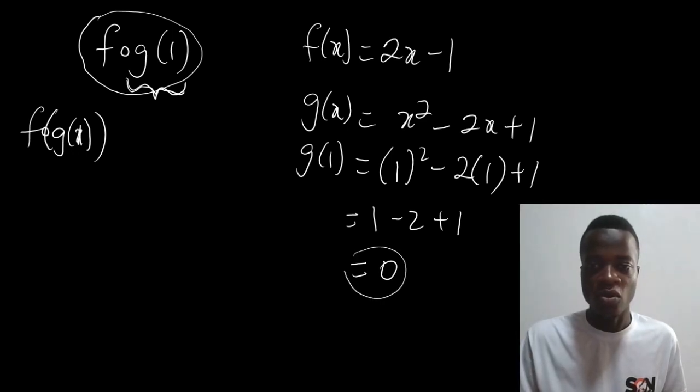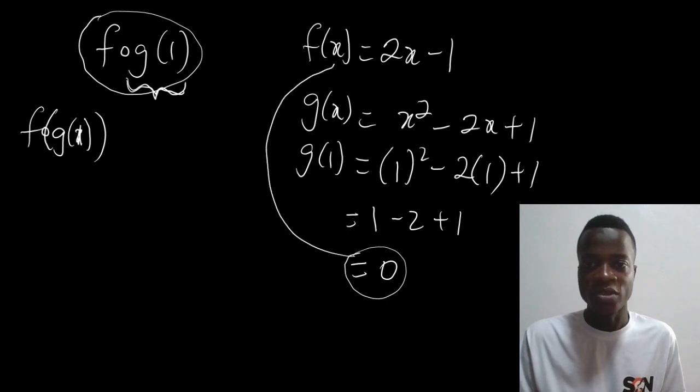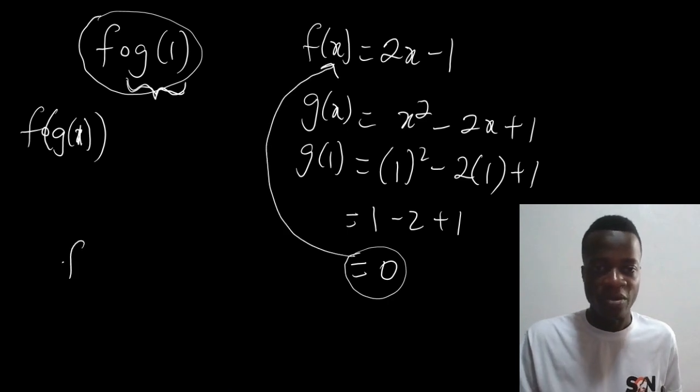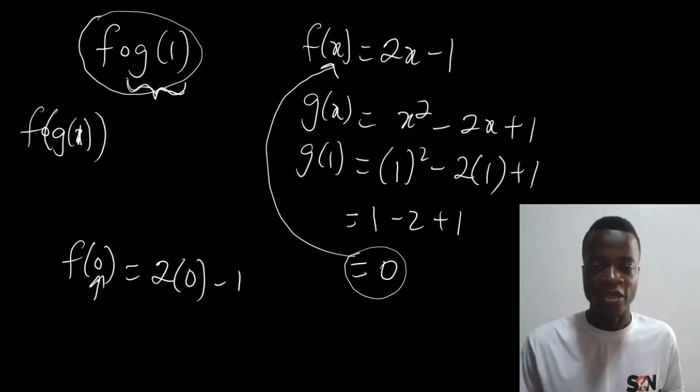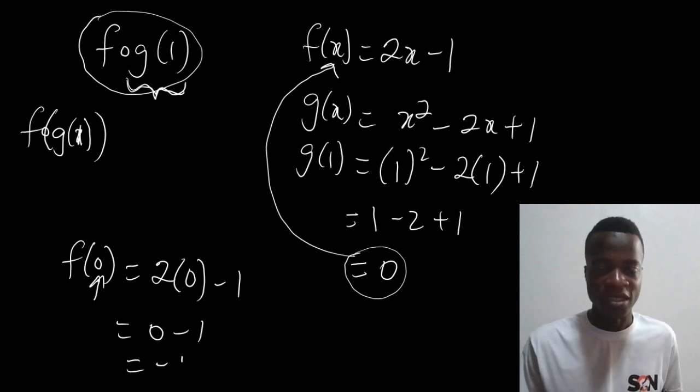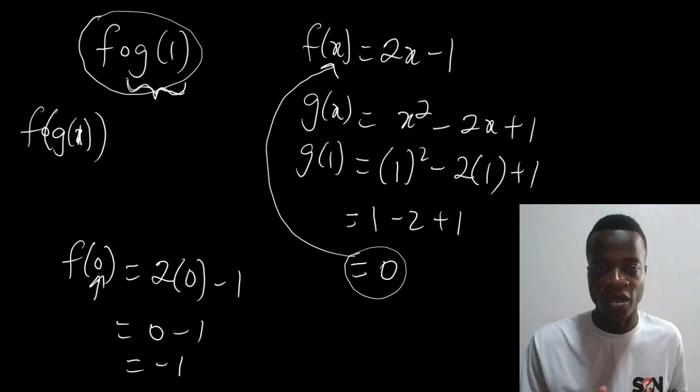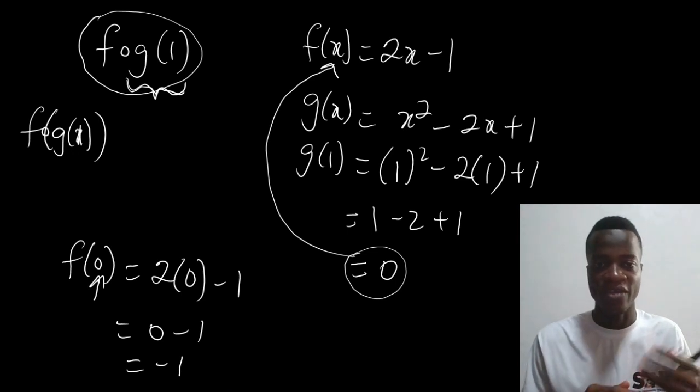Now that we got zero, we put it inside here. We now find f of 0, because 0 is now our g of 1. f of 0 is going to be 2 multiplied by 0 minus 1. So what do I have? 2 times 0 is 0, minus 1. So it's equal to negative 1, like how we got it from the previous one. So these are the two ways if they are giving you a number.